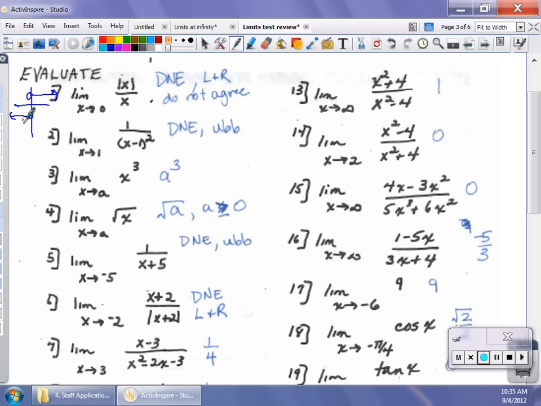Number 2 is a rational function. We know that there's a vertical asymptote at x equal to 1. Since there's a vertical asymptote at x equal to 1, the limit can't exist because of unbounded behavior.